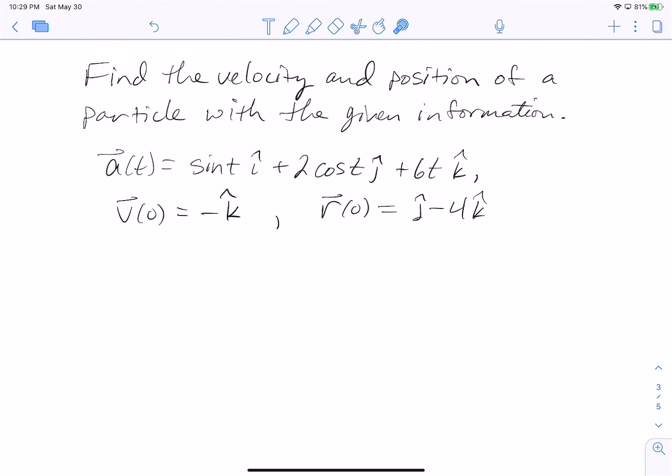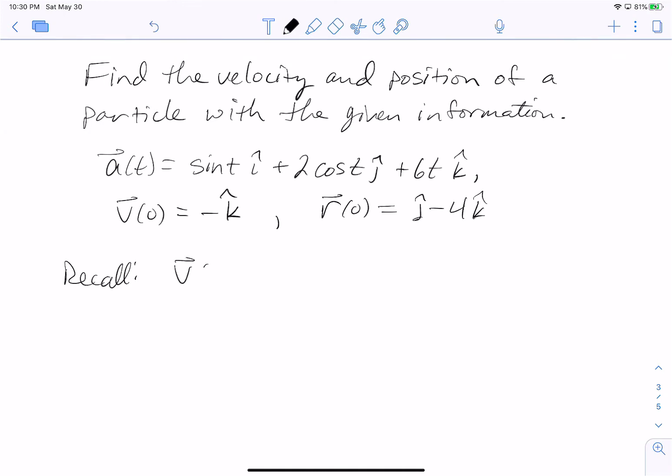Given the acceleration function of a particle, we can find its position, particularly if we have initial conditions, which we do here. We're going to find the velocity and position of a particle whose acceleration is sin(t)i + 2cos(t)j + 6tk. Initial velocity v(0) is -k.